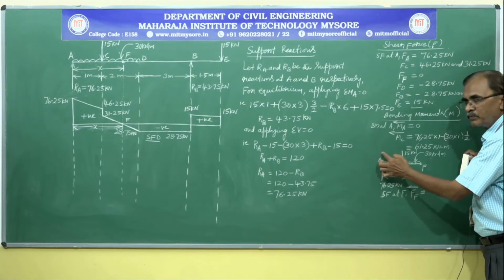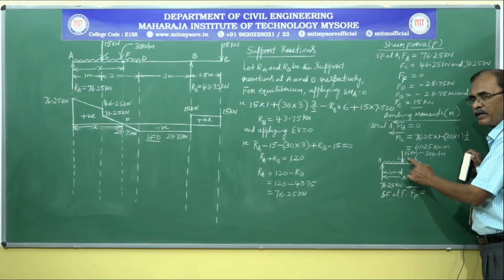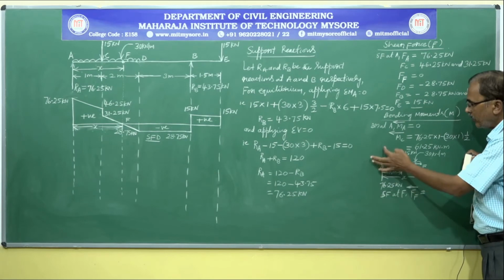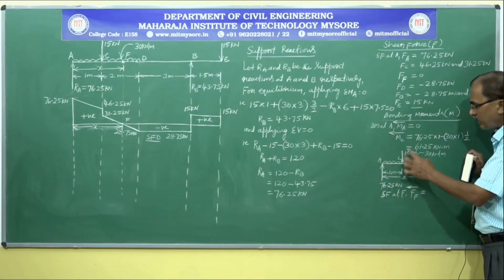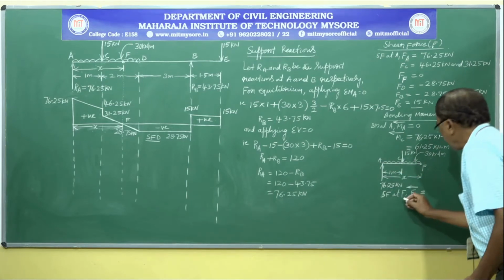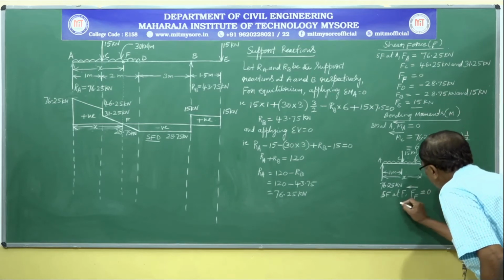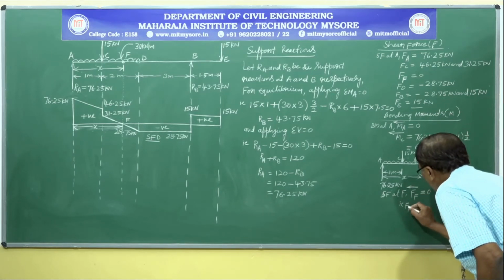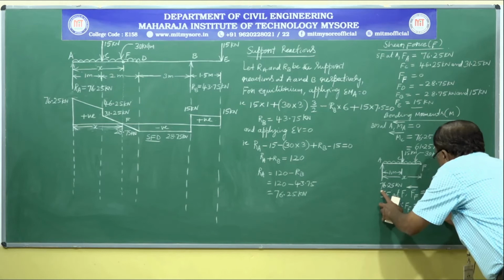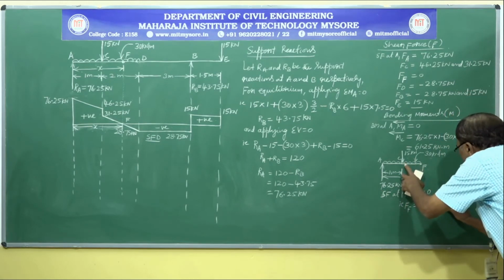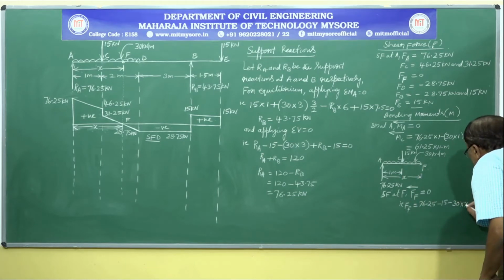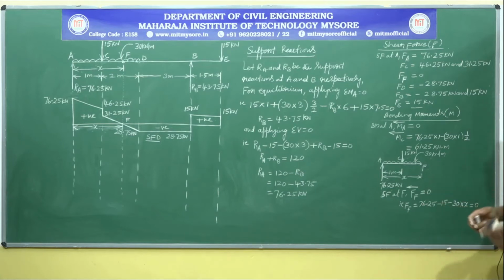76.25 kilonewton positive. Next, directly without considering distance, we write this, because in shear force we consider only forces. 76.25 kilonewton upward minus 15 kilonewton, next minus 30 into x, that is equal to 0, that's all. So shear force at F is equal to 76.25 minus 15 minus 30 into x is equal to 0.